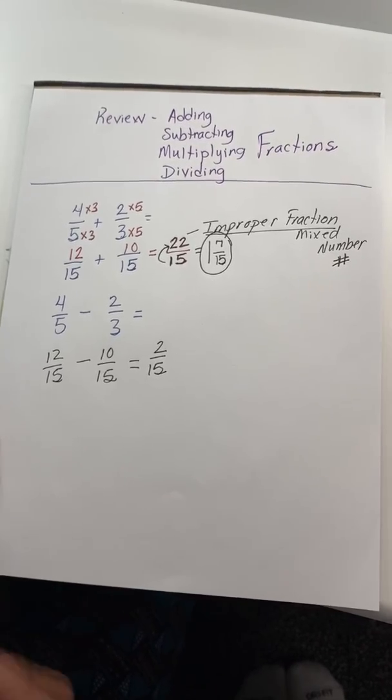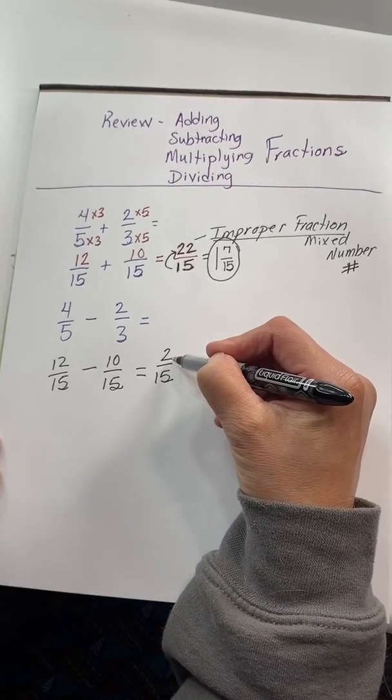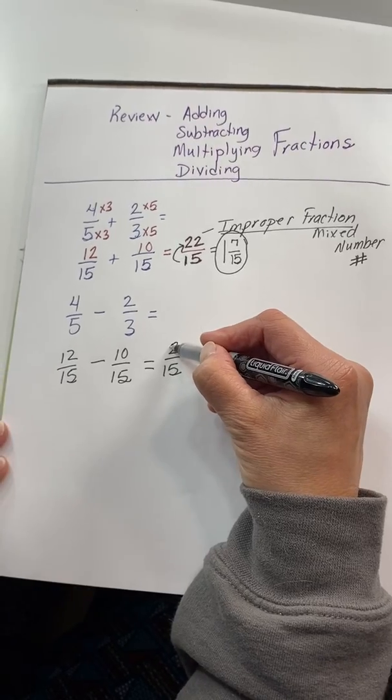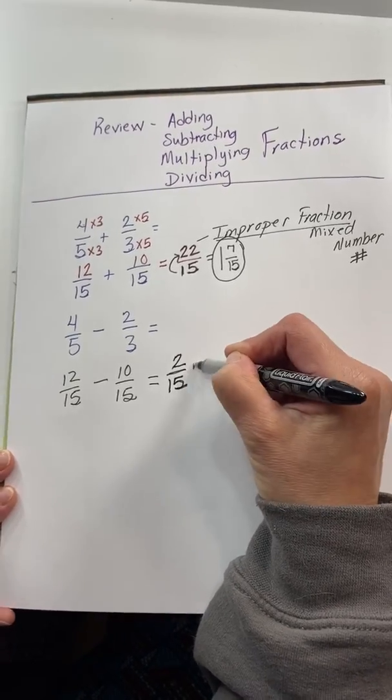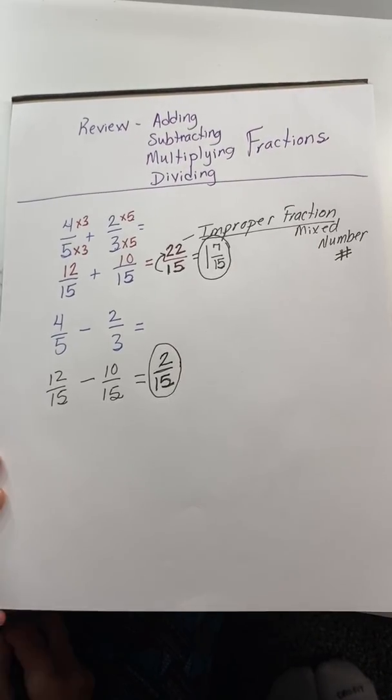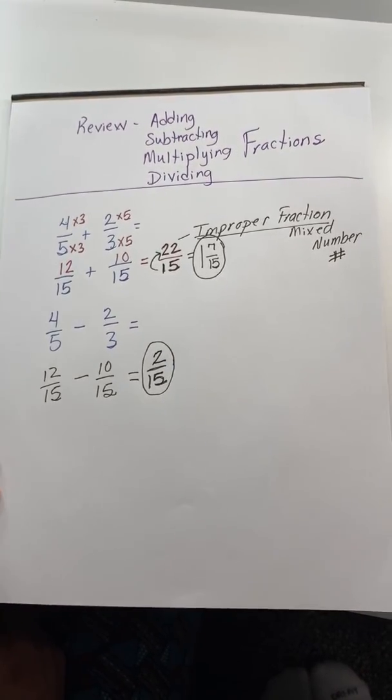This is a great fraction because this is called a proper fraction. It also can't be simplified. There is no number that can be divided into both 2 and 15. Therefore, we are done. 2/15 is our answer.